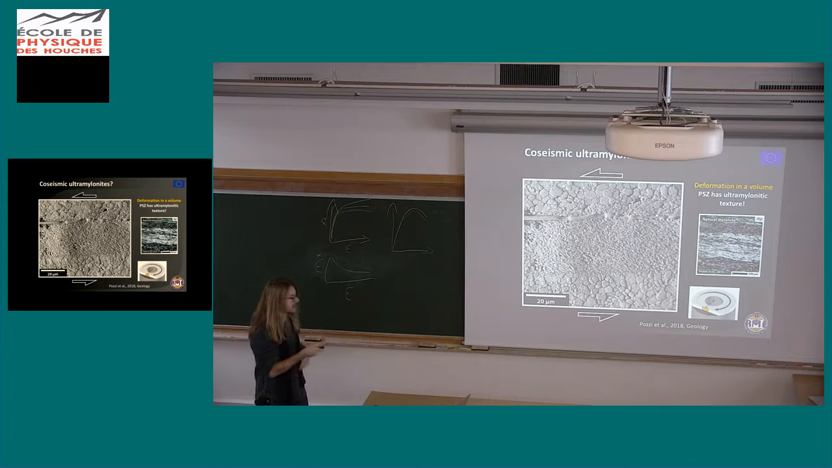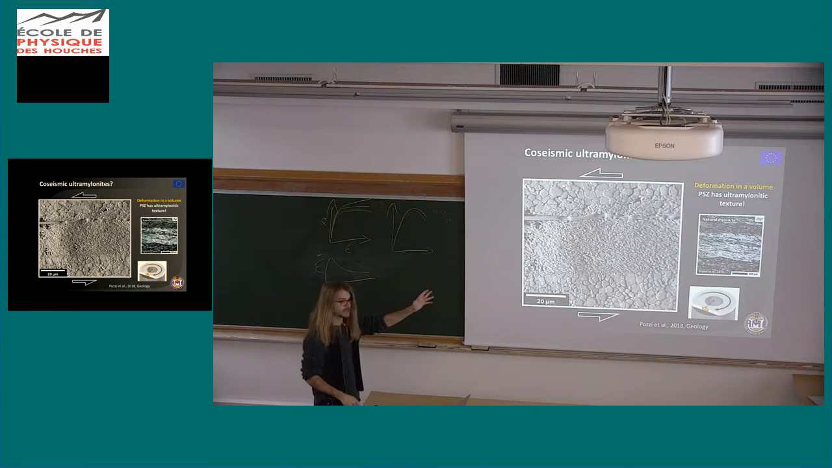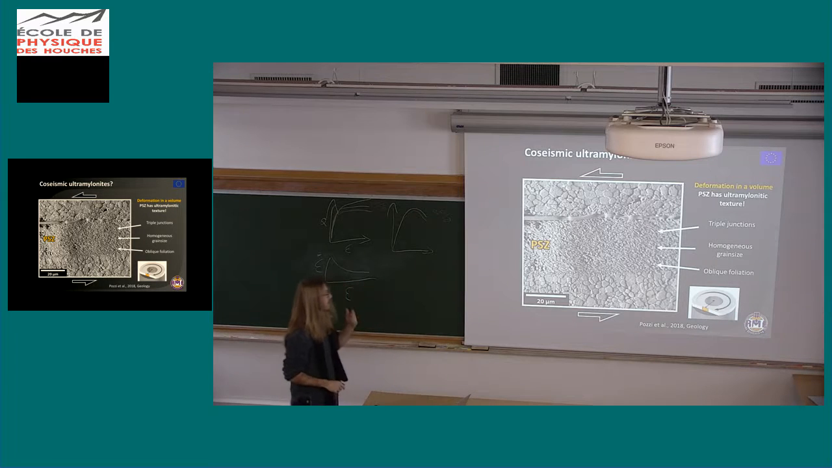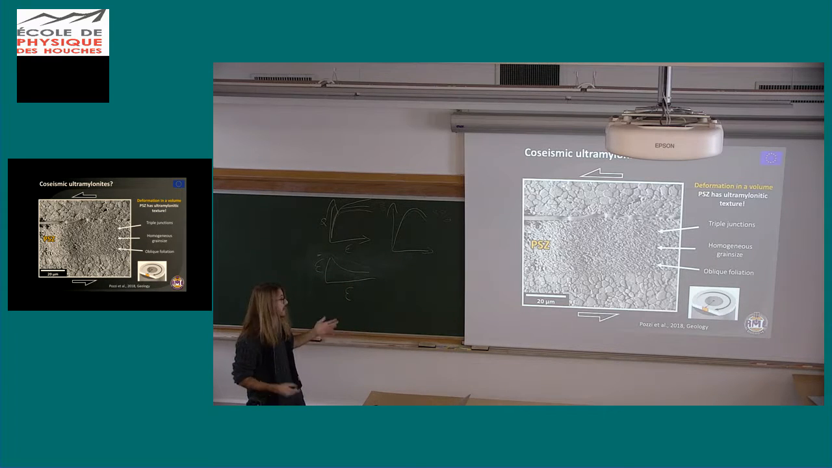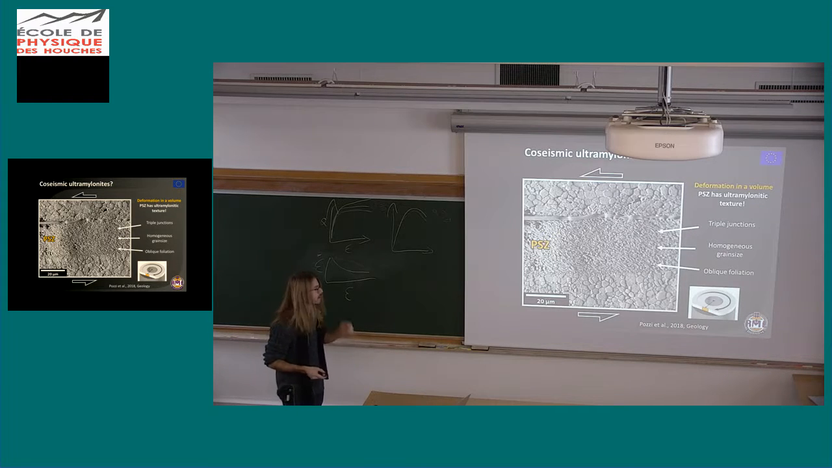And this is in a principal slip zone that has a finite thickness. And this thickness is pretty much homogeneous throughout the sample. And inside you see a small grain size, and a particular texture quite resembling that of natural ultramylonites that are seen in the ductile regime, not in the brittle regime. It is characterized by triple junctions, a fairly homogeneous grain size, and an oblique foliation. And the porosity is very low when seen in the TEM.